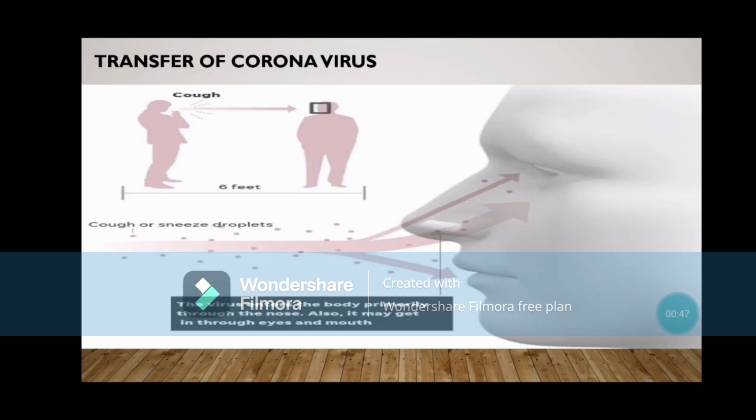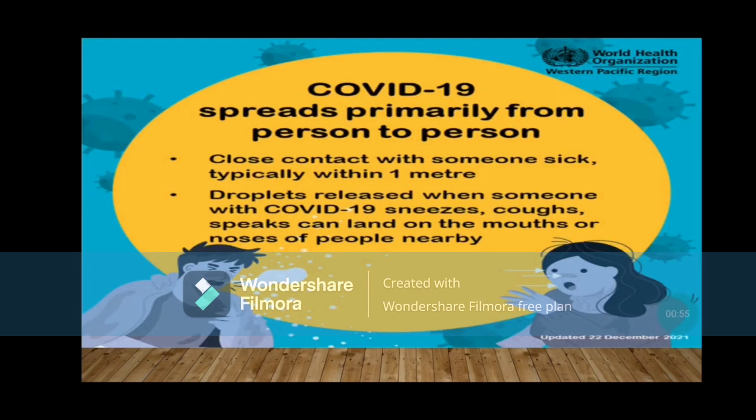So people who are infected must be away from the people who are not infected, at least 6 feet away. COVID-19 primarily spreads from one person to another through close contact with someone sick, typically within 1 meter. Droplets released when someone with COVID-19 sneezes, coughs, or speaks can land on the mouths or noses of people nearby. So afterwards, preventive measures were taken. We will talk about those preventive measures later in the section.